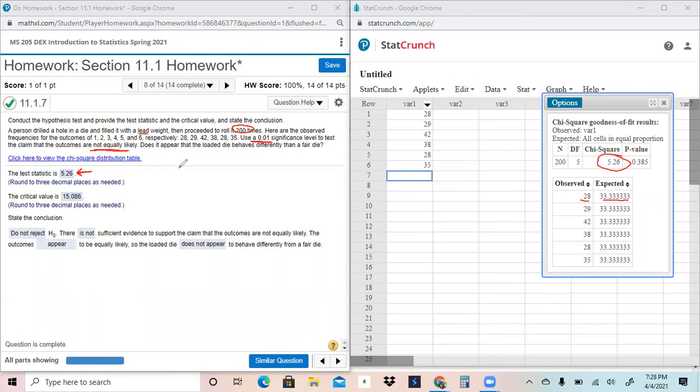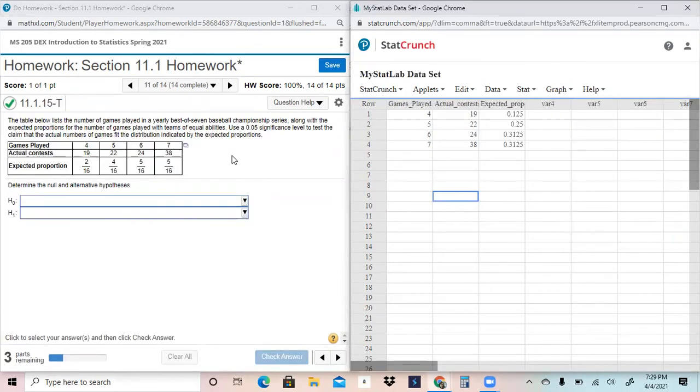The critical value would come from the calculator just as before, except that this time we would use 0.01, and there would be degrees of freedom of 5 because there are 6 categories. And the result, after finding that the critical value was 15.806, is that the test statistic is to the inside of that, it's to the left, therefore we do not reject the null hypothesis.